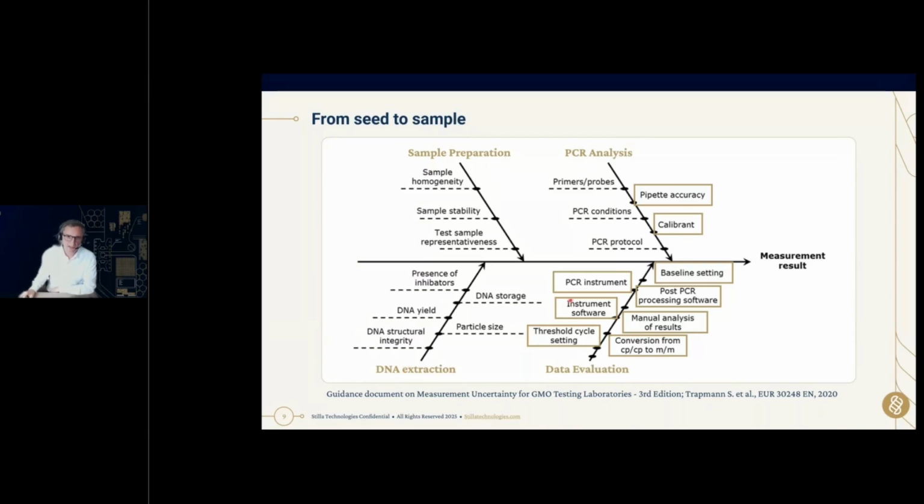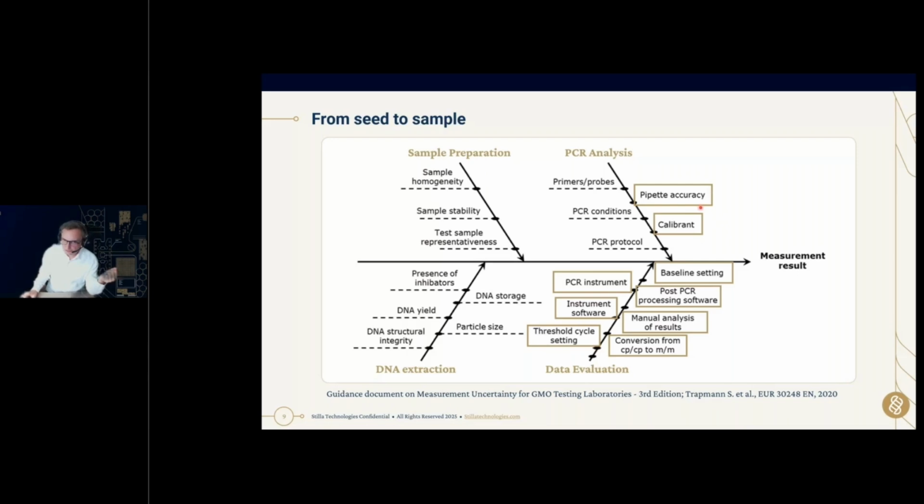What changes then is the PCR analysis itself. Primer and probe sometimes need to be changed, sometimes not, it depends. Also the PCR conditions sometimes need to be changed, sometimes they can remain the same. And the PCR protocol is normally specific for the digital PCR. Then we have the calibrant, which is normally not that important in digital PCR, because in digital PCR we normally have a kind of endpoint PCR. We don't need a calibrant to say how much DNA or how many copies I have inside of my measurement.